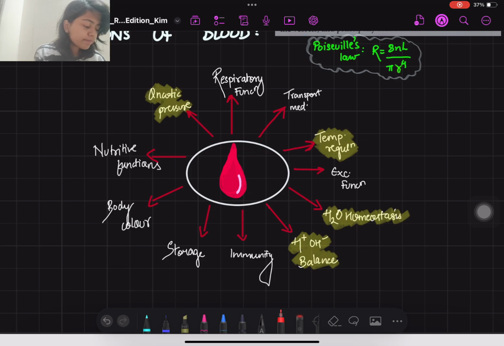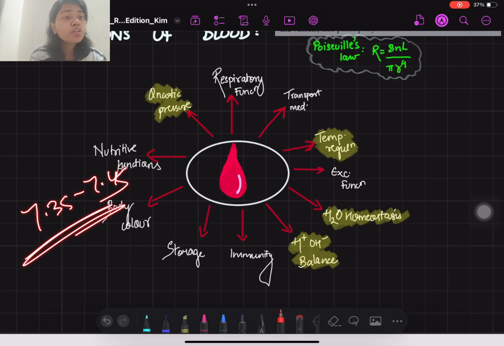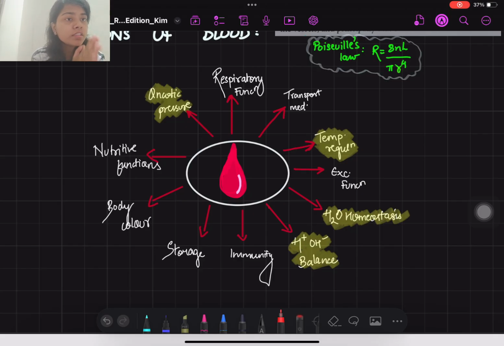Then H plus OH minus balance. See, blood's pH is around 7.35 to 7.45, but various acids may be flowing in the blood, right? So they do not disturb the pH. For this, the blood has various buffers, which can be your bicarbonate buffers or even hemoglobin. Okay, so they will help in the maintenance of the pH of the blood. Okay, so these are the functions, just go through it once.